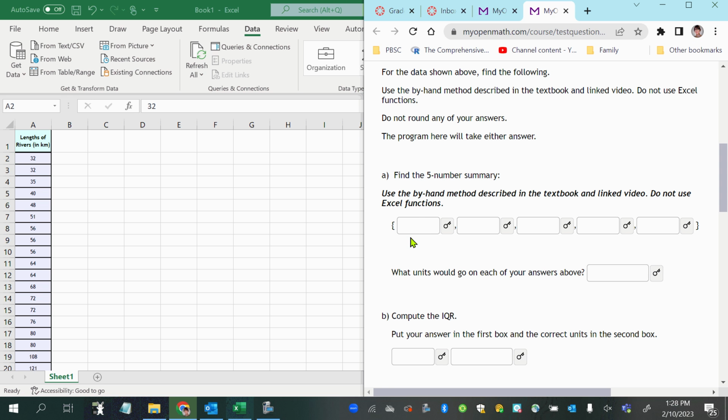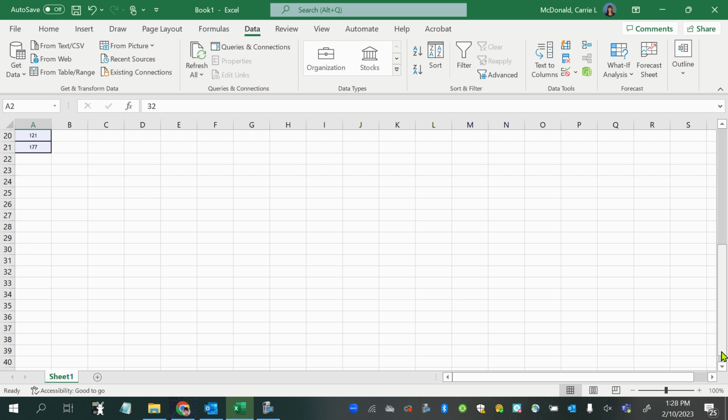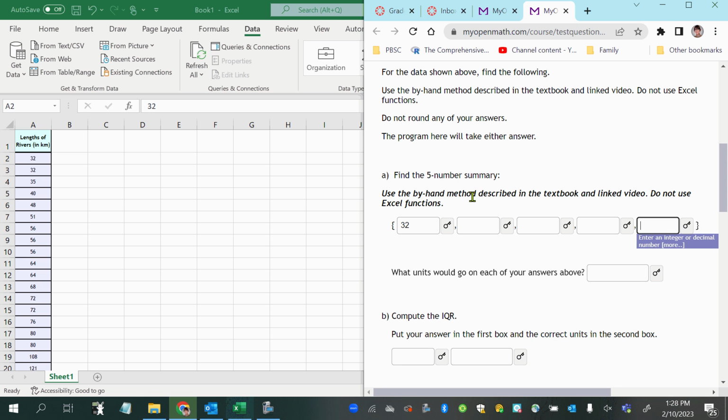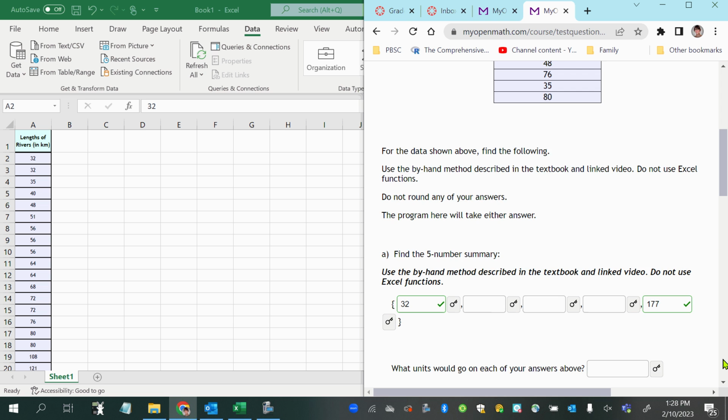And then I can see the minimum is 32 and the maximum, let's see, what is the maximum? 177. Okay, so put that in. Then let's do the median first.